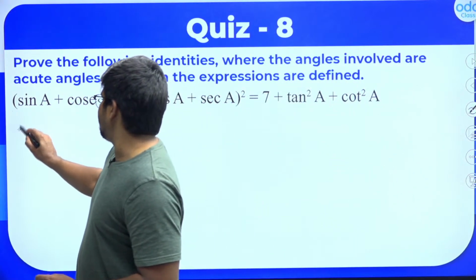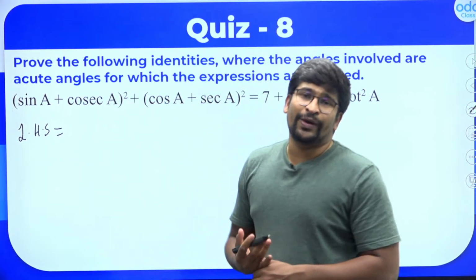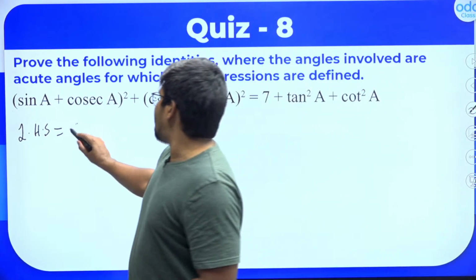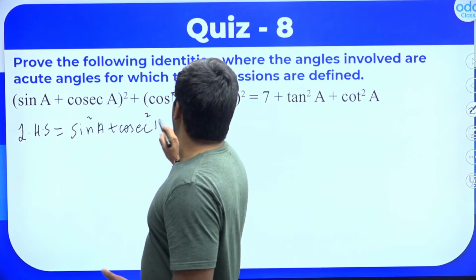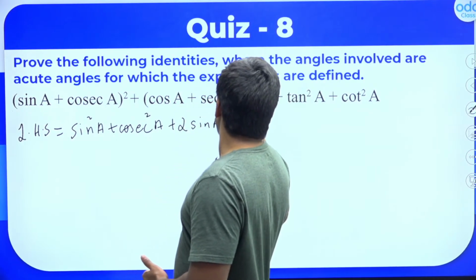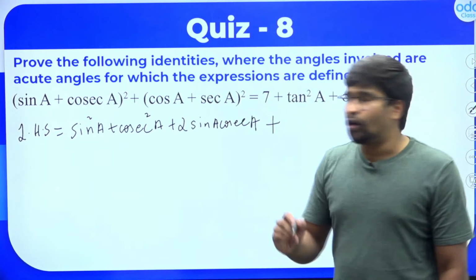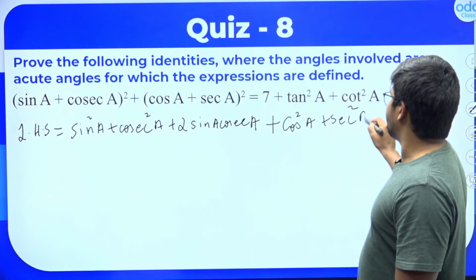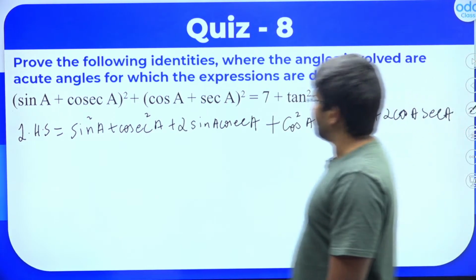Now let's take LHS. So LHS will be equal to, what is (sin A plus cosec A) whole square? Can I write (sin A plus cosec A) whole square, applying (A plus B) whole square, as sin square A plus cosec square A plus 2 times of sin A into cosec A? You can write it like this. Again, (cos A plus sec A) whole square, can I write it as cos square A plus sec square A plus 2 times of cos A into sec A? You can fairly write it like this.